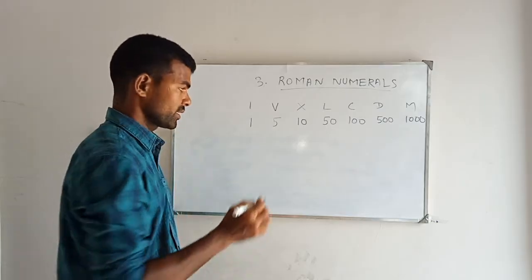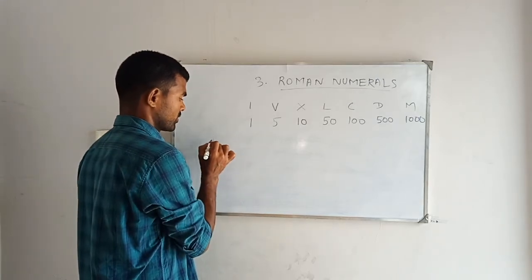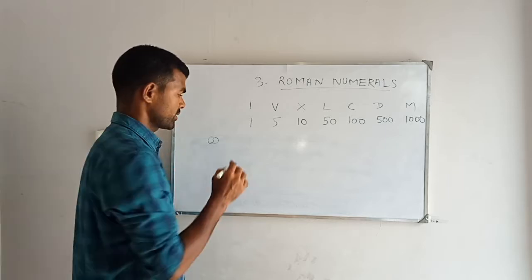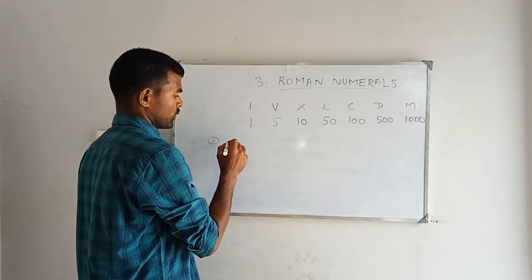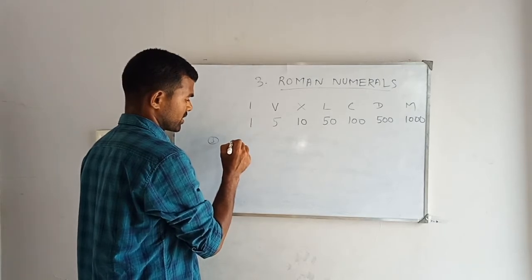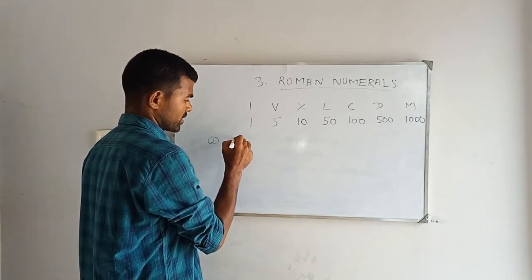Now we will see the third rule. The third rule is about when you repeat the digits. When you repeat the digits, that means when you repeat the digit I.